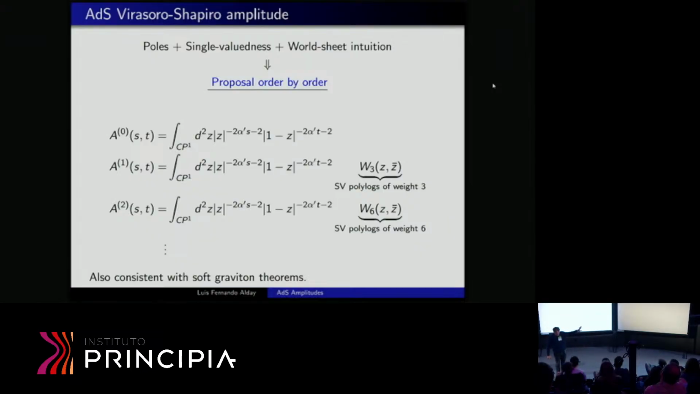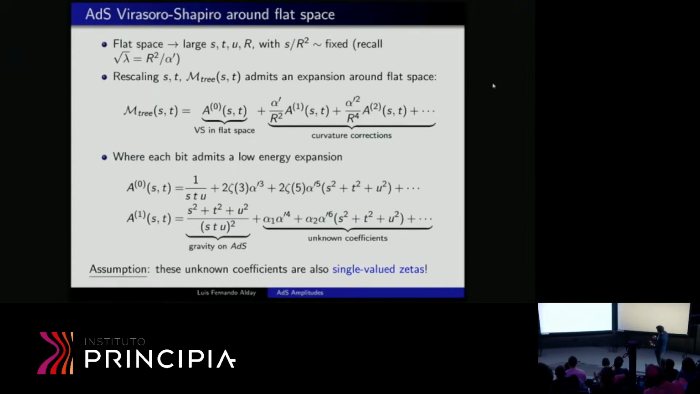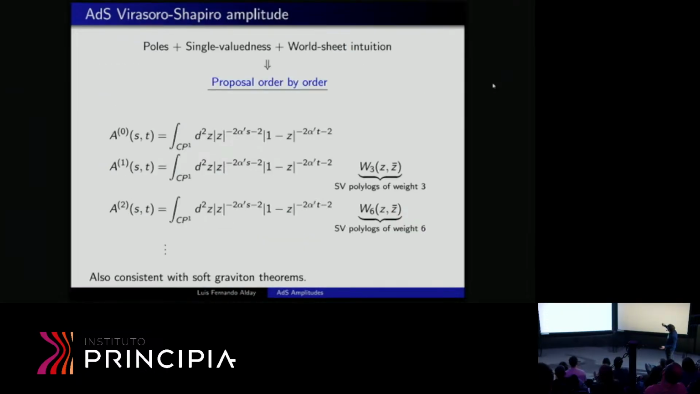I don't have time to describe any of them, but basically many different ways. They all lead to the same structure. Now, once you believe in a proposal like this, you are on fire. And the reason you are on fire is because here we have to fix an infinite number of coefficients. But here, there are only 8 polylogs of weight 3. So you have to fix 8 coefficients. And it turns out that the structure of poles is so powerful that this W3 is fixed uniquely.